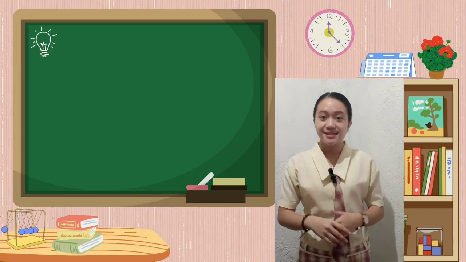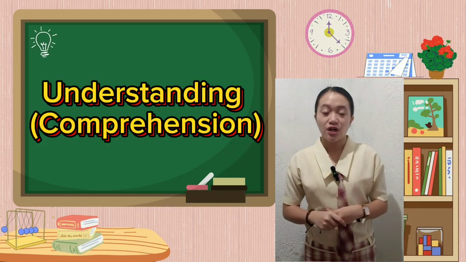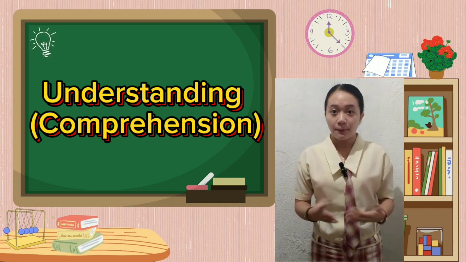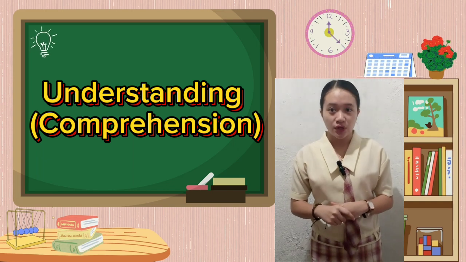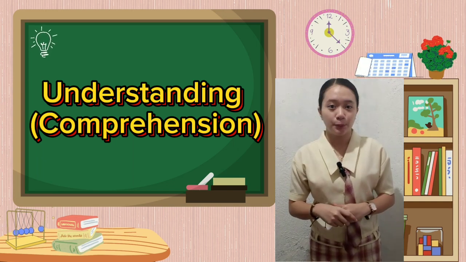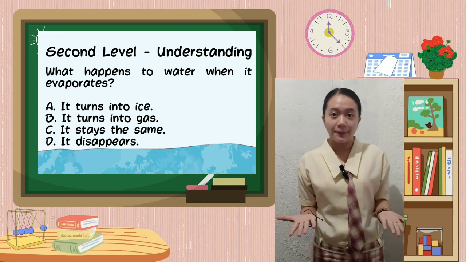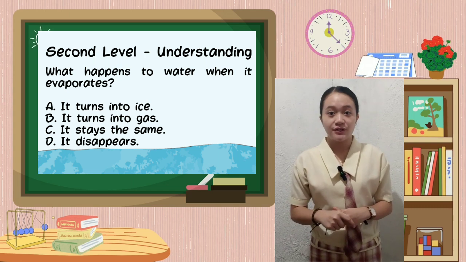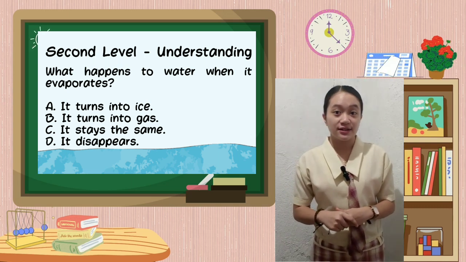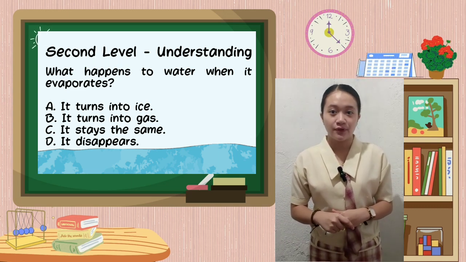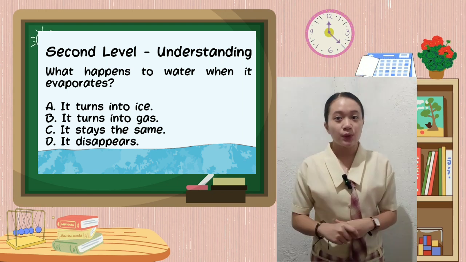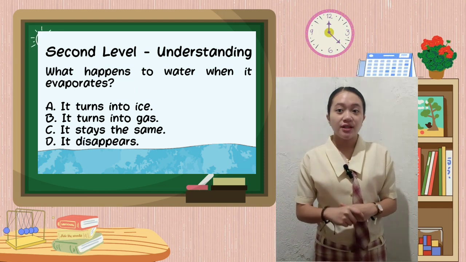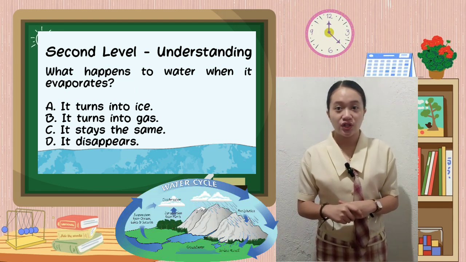The second one is understanding or comprehension. So these questions ask students to demonstrate their understanding of a concept by explaining it in their own words, or summarizing it, or interpreting it. Like for example, what happens to water when it evaporates? A. It turns into white. B. It turns into gas. C. It stays the same. Or D. It disappears. So these questions require students to understand the process of evaporation, not just remembering the word. They need to grasp the concept of the water changing states.